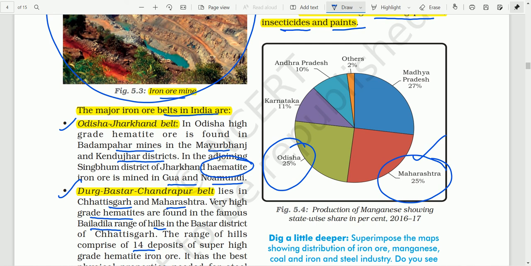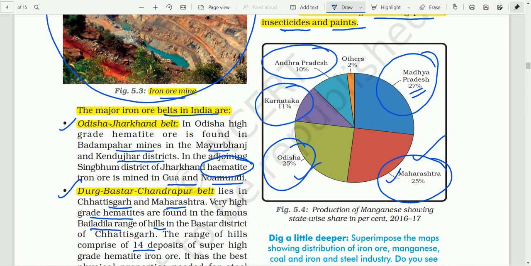Actually, these are not the largest. I did not see Madhya Pradesh, right? See, Madhya Pradesh with 27% is the largest producer of manganese in India. Then comes Orissa and Maharashtra. Next, we have Karnataka 11%, Andhra Pradesh 10%, and the other states and union territories 2%.